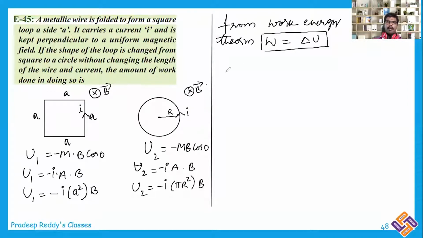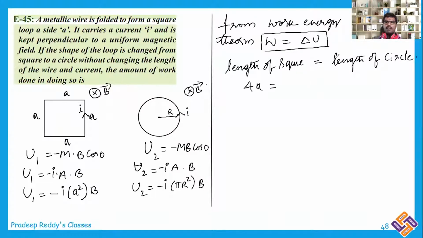Now as we know, the length of the loop should be equal to the length of the circle. What is the length of the loop? 4a, which is equal to the length of the circle, that is 2 pi r. So I can take the radius r is equal to 2a divided by pi. Take this r and substitute in equation 2.